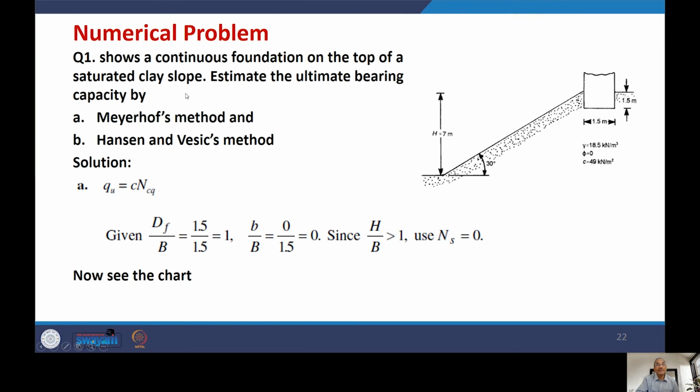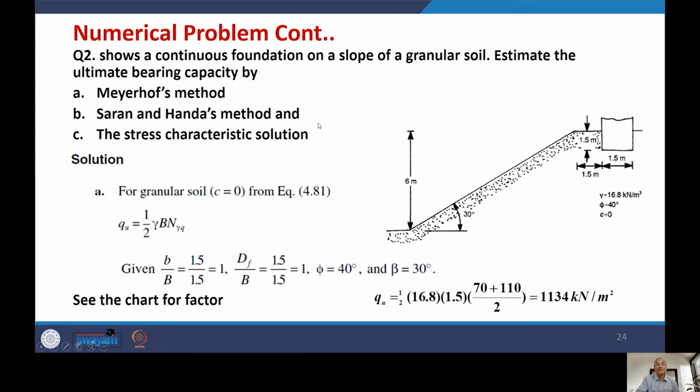Now let's discuss another example, which is for granular soil, and the problem is given here. In this problem, the footing width is 1.5 meter, the value of gamma is 16.8, phi is 40 degree, and C equal to 0. So there is no cohesion. Earlier, phi was 0 and C was present. Now C is 0 and phi is 40 degree, and the slope angle beta is 30 degree as before.